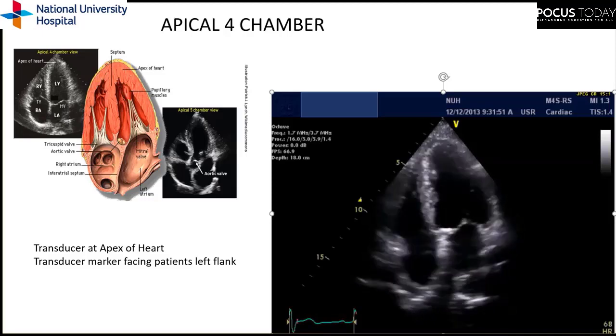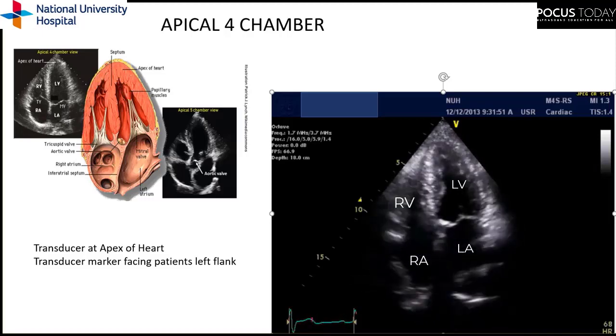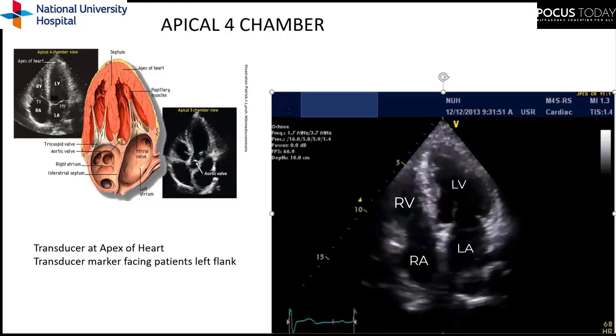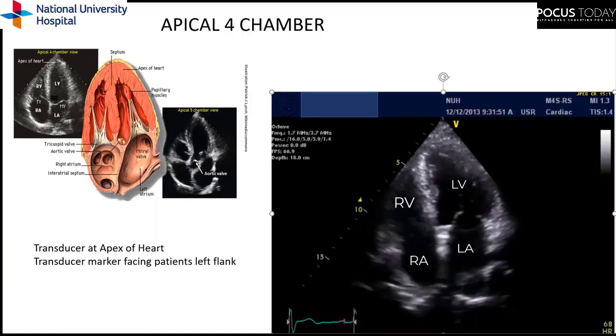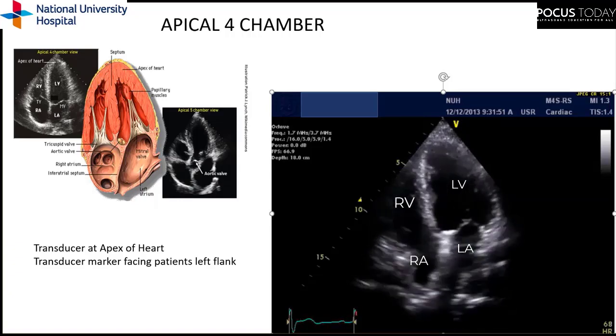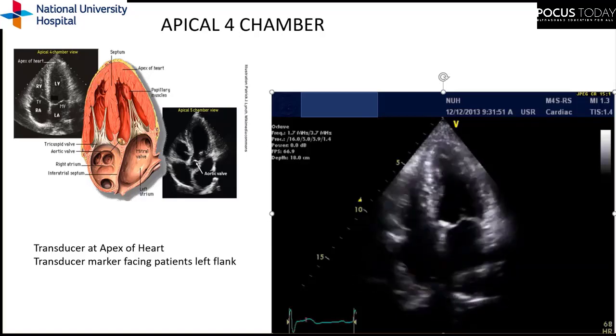The following structures are seen in the 4-chamber view. The LV, RV, RA, and LA chambers, along with the mitral and tricuspid valve, are visualized. Other structures include the interatrial and interventricular septum.